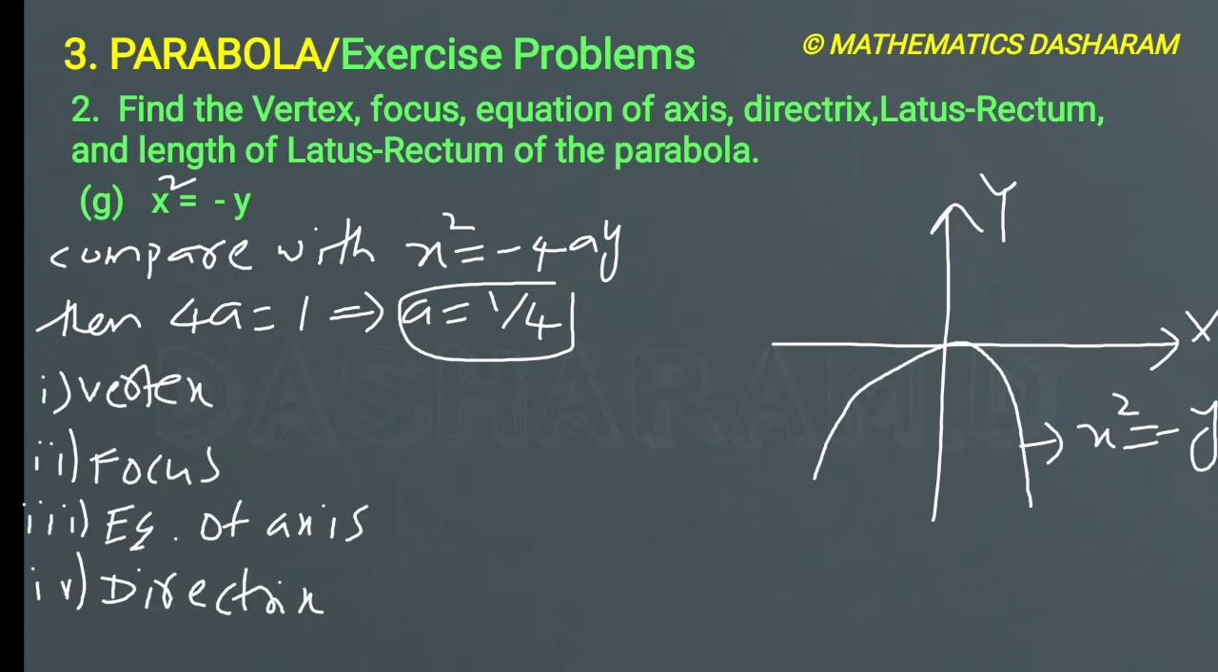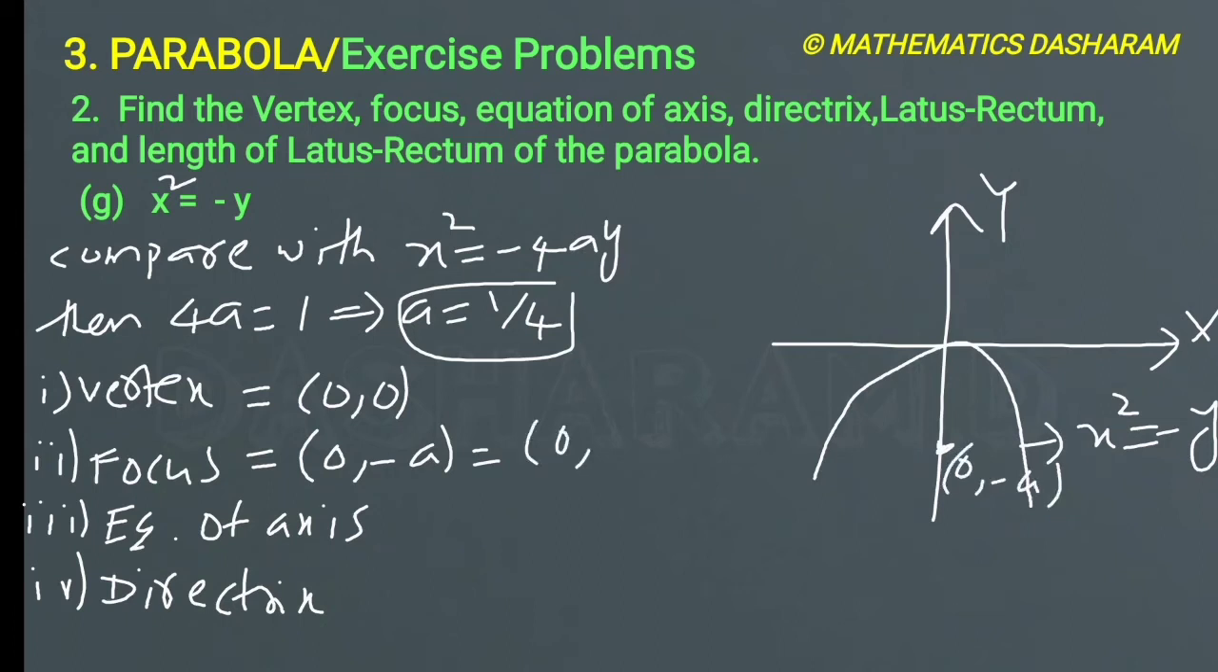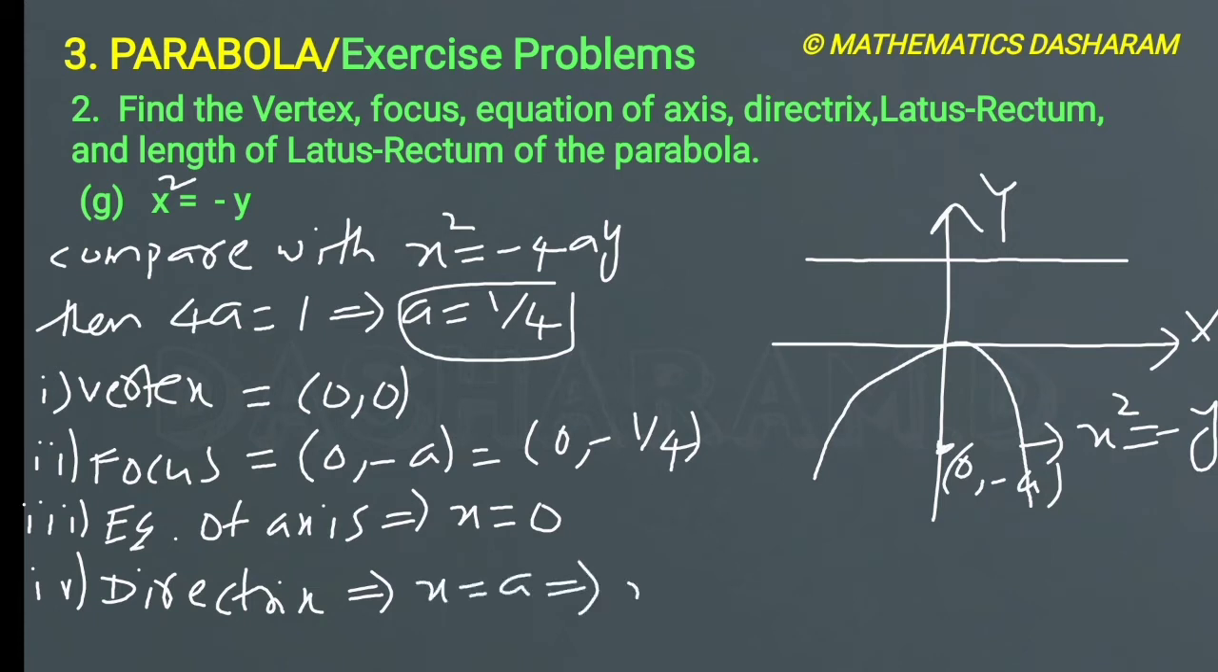Coming to the first answer, that is the vertex of the parabola, so 0 comma 0. Next the focus. Focus means fixed point, so that is 0 comma minus a, because here will be the fixed point 0 comma minus a. So 0 comma minus 1 by 4. Equation of the axis, so that is x equals 0. Next, the equation of the directrix. Directrix means it is a fixed line, it will be on the positive direction of the y-axis.